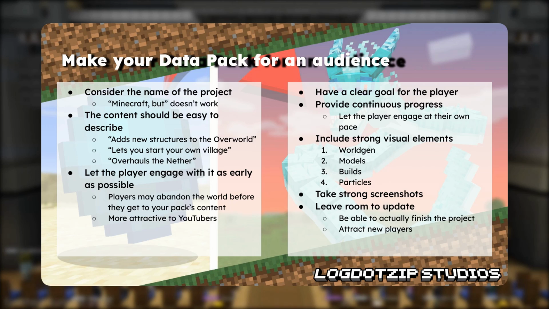The content should be easy to describe. The description should not necessarily be in the name, but think of a tagline that can go with your project. A couple of words or a sentence, maybe even just a few words. Adds new structures to the overworld. Lets you start your own village. Overhauls the nether. These are all really easy concepts to explain and to understand.